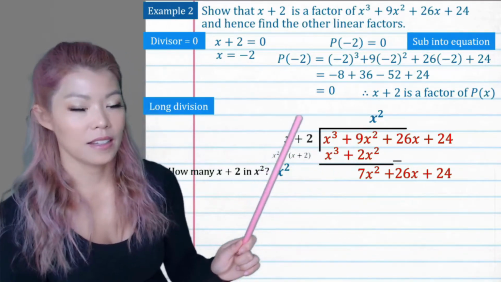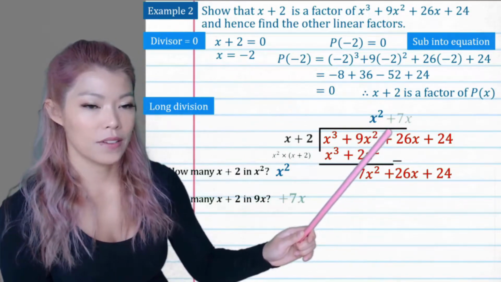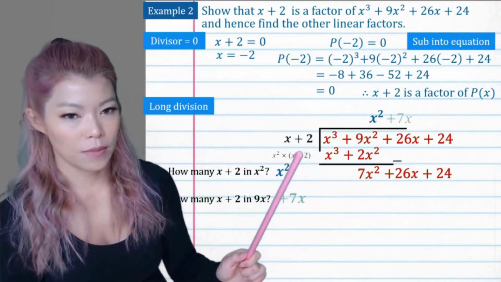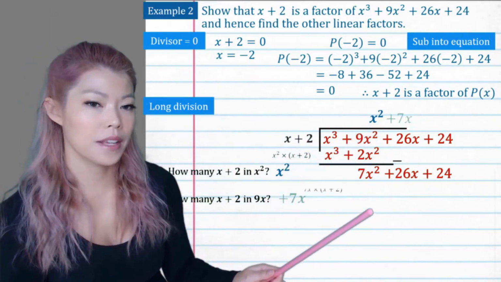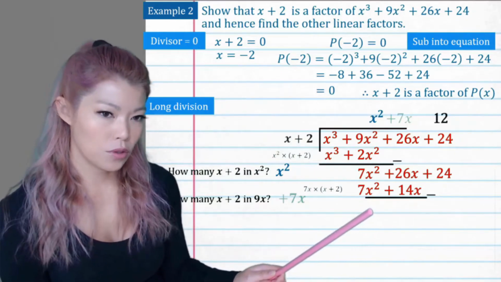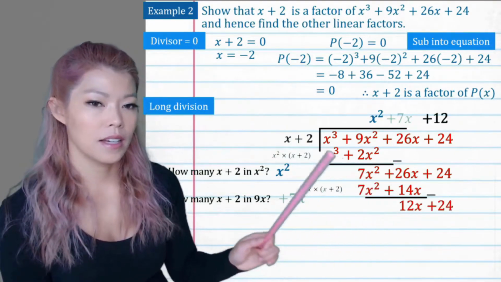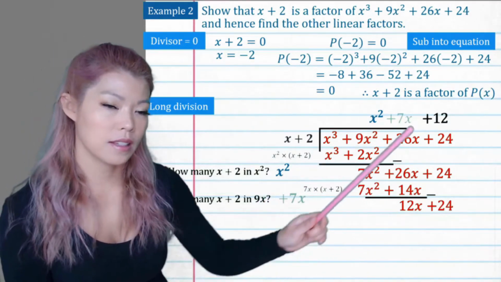Then again, x times what is 7x squared? That's 7x. So we plug in 7x over there. 7x times x plus 2 becomes 7x squared plus 14x. Then we subtract. 26 minus 14 is 12x. x times what is 12x? That's 12.